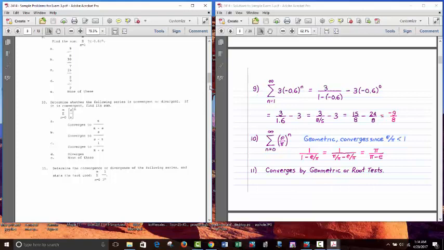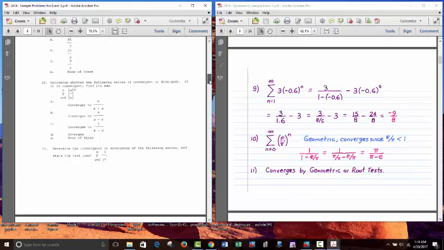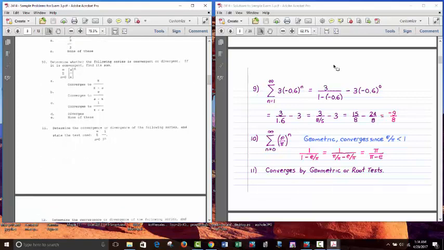Now the next one is asking about convergence or divergence of the following series. State the test used.